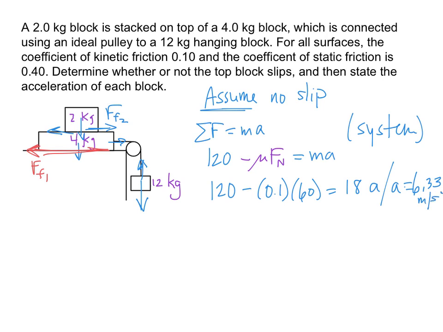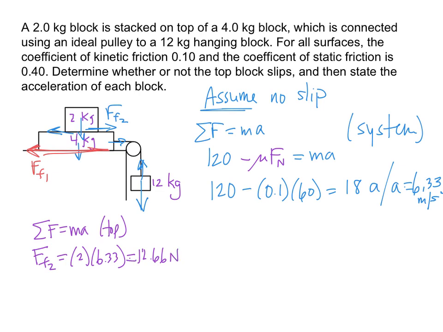All right, so now I want to see if this system can actually do that. So now I'll look at the block on top, and I'll kind of do what we did last time. I'll think about just that block on the top, and I'll look to see how much friction I would need in order for this block not to slip. The amount of friction I would need, what that F sub F2 would need to be, would be 2 times 6.33, or 12.66 newtons. All right, well, let's see if we've got that.